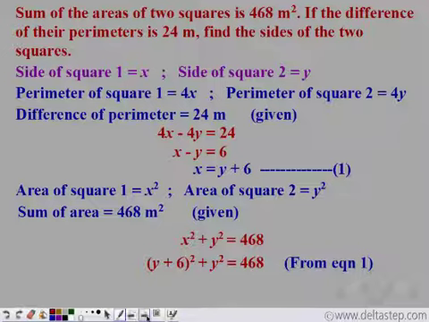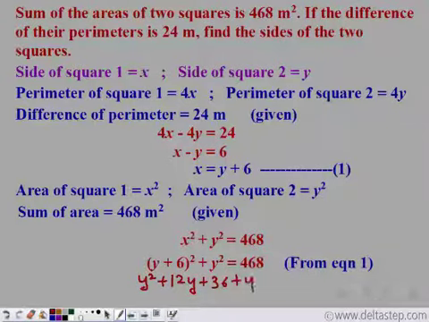Let us expand this. This becomes y square plus 2 into y into 6 is 12y plus 6 square is 36 plus y square, and let us bring this 468 also to the left hand side. Minus 468 equal to 0.